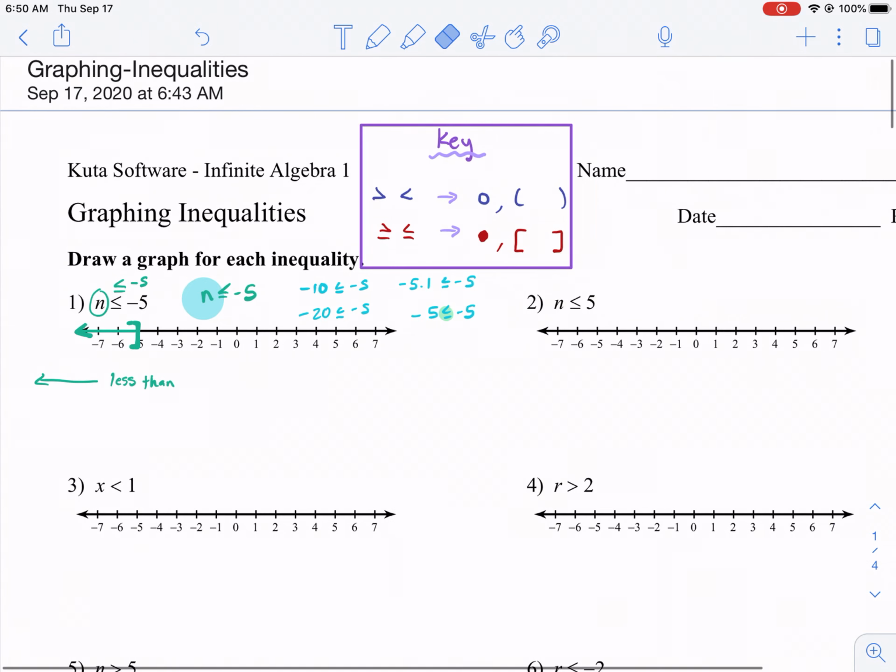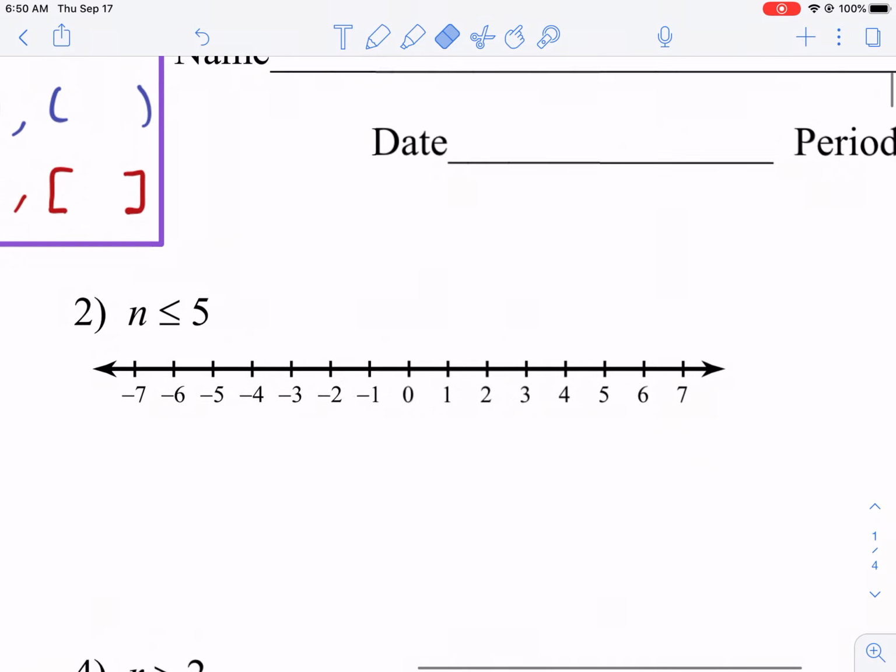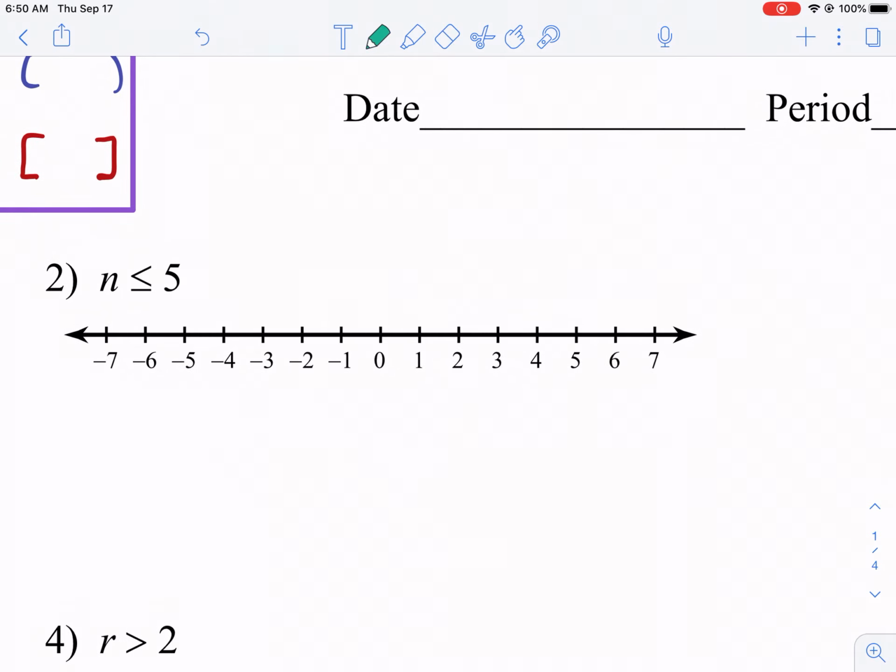Let's go to number 2. Anytime you see a number here and we have the variable by itself, we know we're going to have something on 5. We're going to look to the symbol here. We know we're going to be using a bracket, but which way is it pointing? That's important. If we have n is less than or equal to 5, again, less than, we're talking about numbers to the left because they need to get smaller. n needs to be smaller than 5. So we're going to put a bracket here.